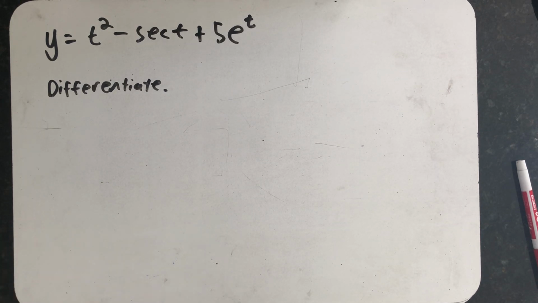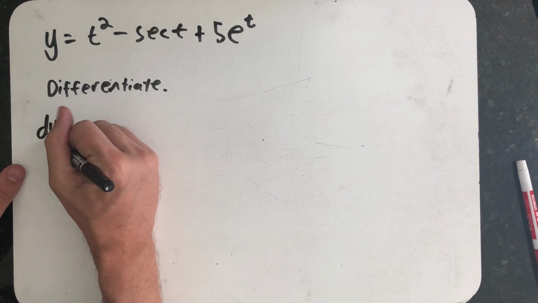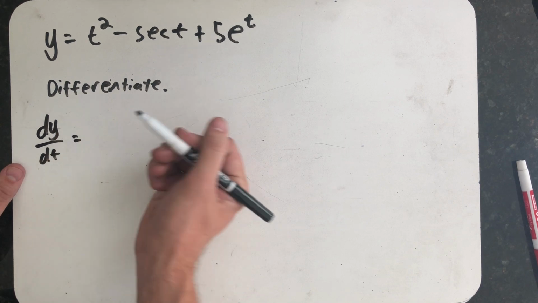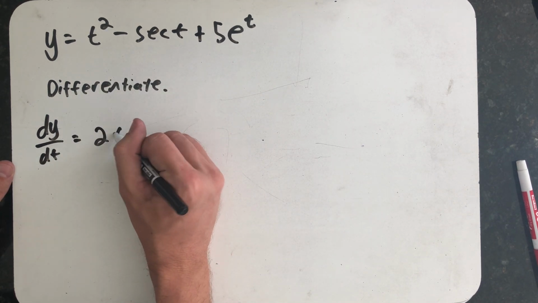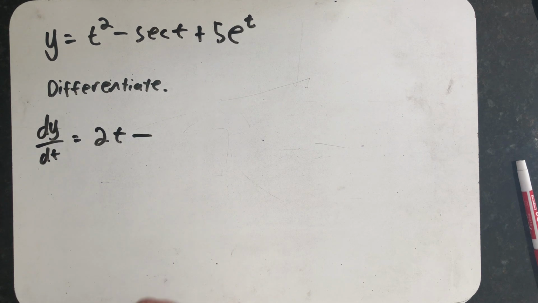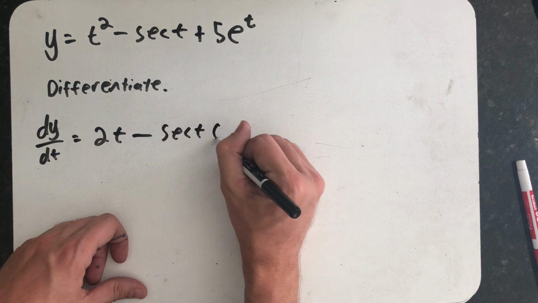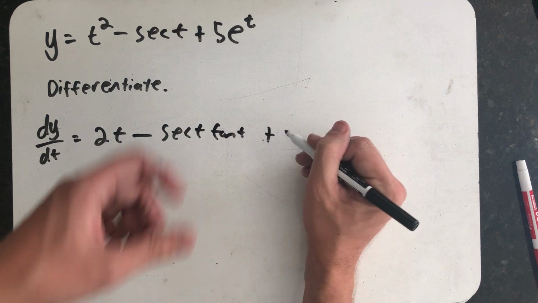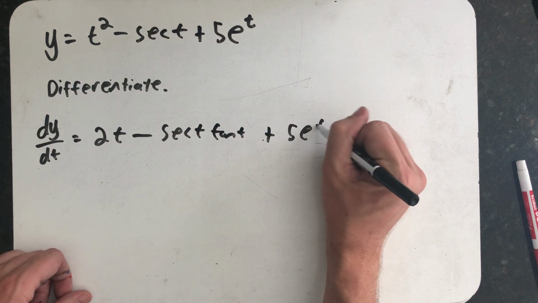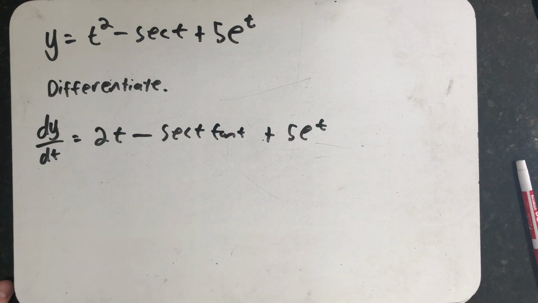I'm given that y is t squared minus secant t plus 5 times e to the t. I'm asked to differentiate. So dy dt, let's say that's 2t minus, and now the derivative of secant. Well, the derivative of secant is secant t times tangent t, plus 5e to the t. All right, I found my nice happy derivative.